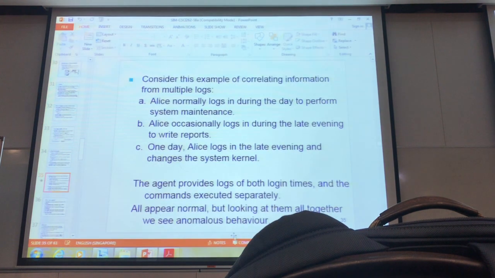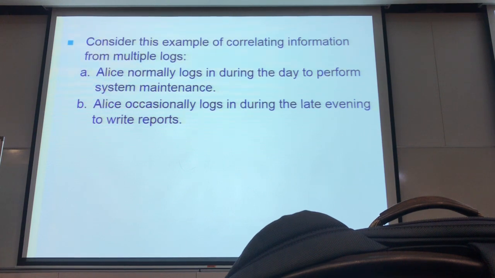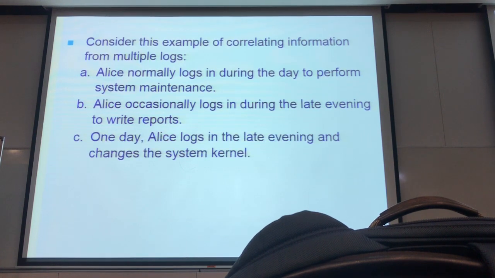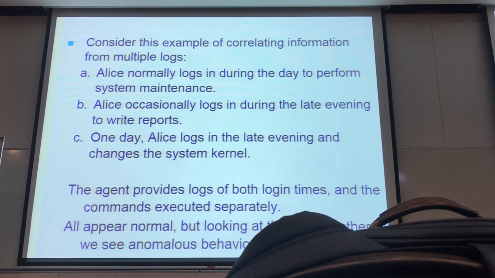Okay, so if we have this kind of logs, one is in the system log, one is in the event log, right? So suppose one day Alice logged in the late evening and did some system maintenance. If we look at the logs individually, we cannot identify there is a potential intrusion, right? But if you combine all the logs and look at them together, then you can identify that something is not usual. So you can identify there is an intrusion.